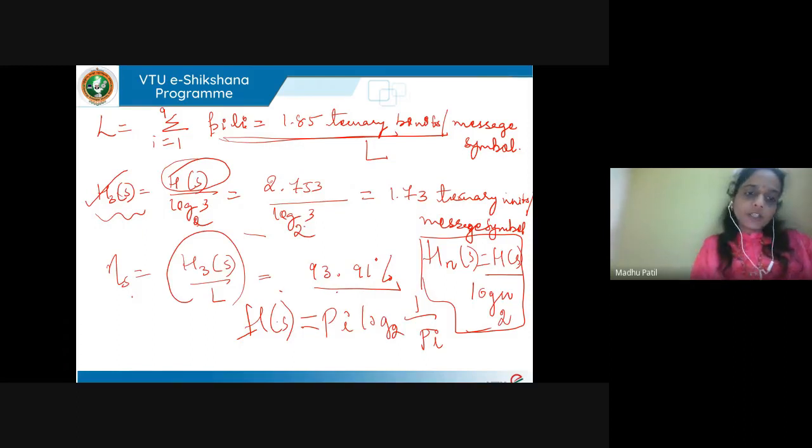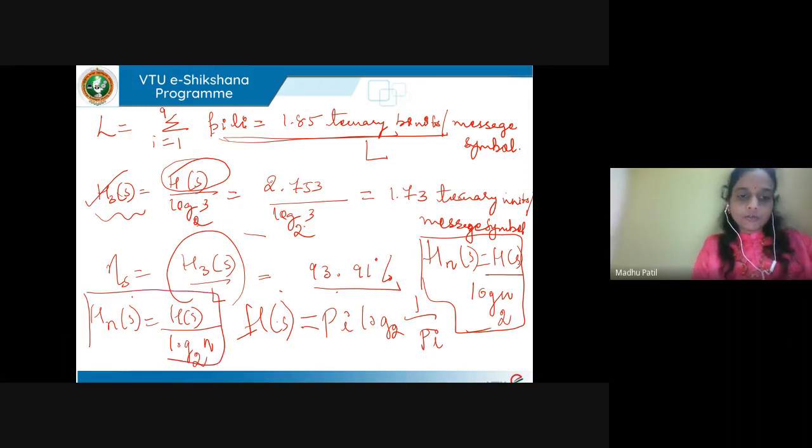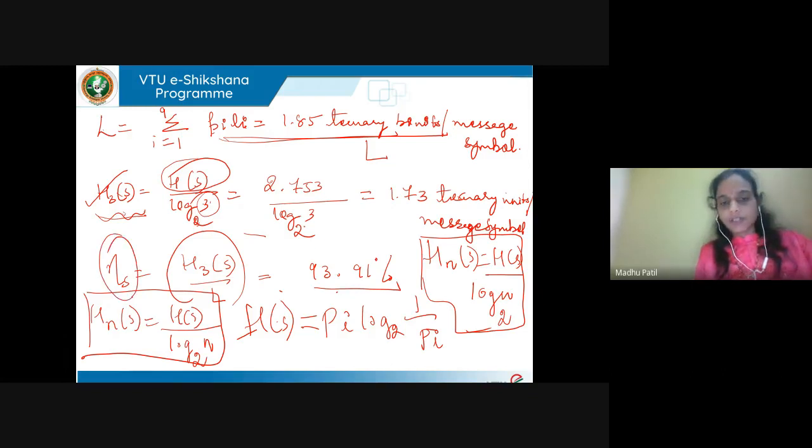Now, if you want efficiency, it is entropy by L. But as we are using ternary code, your entropy will be H3 of S by L. And how are you finding H3 of S? Hn of S is equal to H of S by log n to the base 2. So I find this equation first. H3 of S is H of S by log 3 to the base 2, where n is 3 here. This is the ternary code. Once I get this, I divide this entropy by average length. I get the efficiency. This is how I calculate the Huffman ternary code.